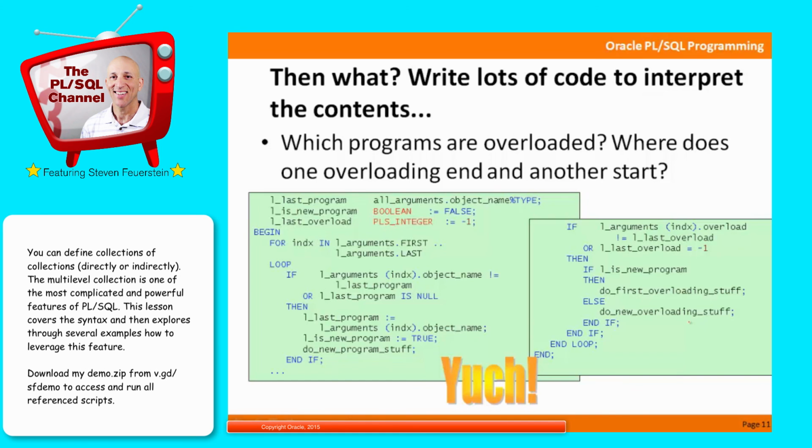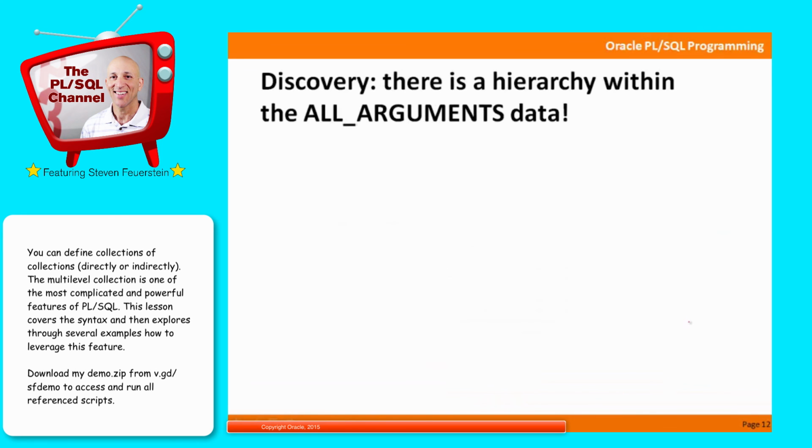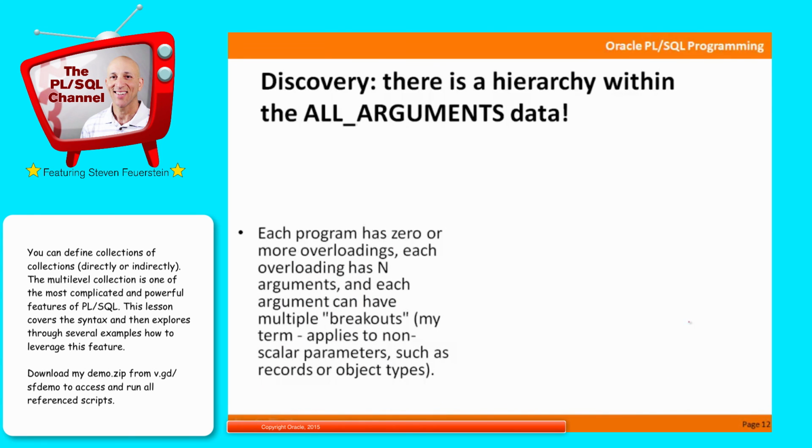So that's what I did. I took a step back and I realized that the problem is that the all arguments data dictionary view is one view, but it has multiple levels of information. Each program has zero or more overloadings. So a program might not be overloaded, or it might have multiple programs with the same name. Each overloading has n arguments. One of my overloadings has 2 parameters, another has 3 parameters. Each argument itself can even have multiple levels of all argument data, because if my parameter is not scalar, if it's a record or an object type, then all arguments data dictionary view actually contains information about each individual field or attribute within that argument.